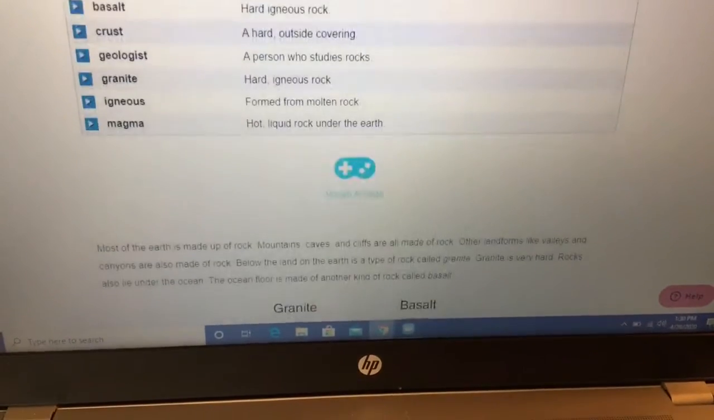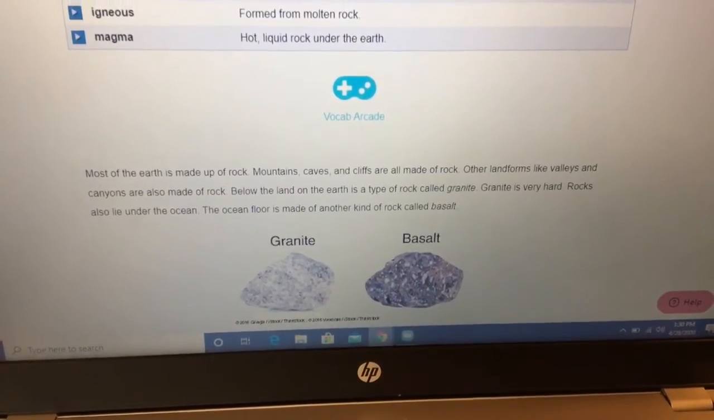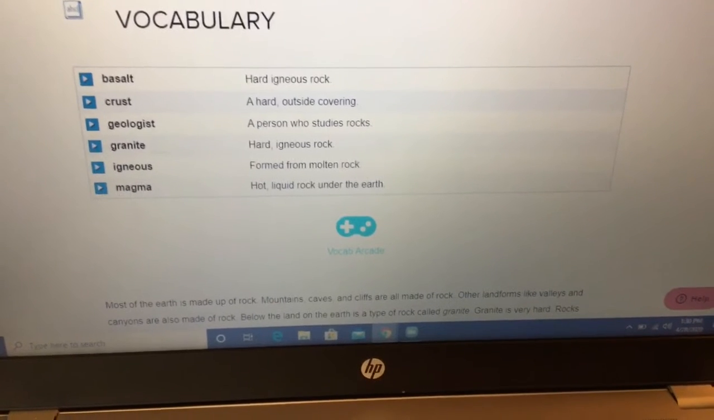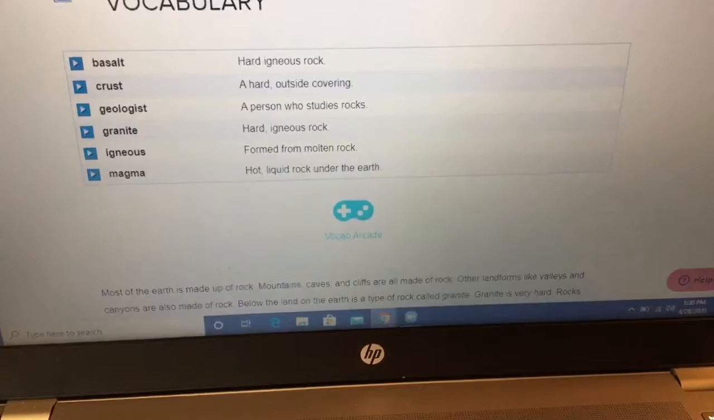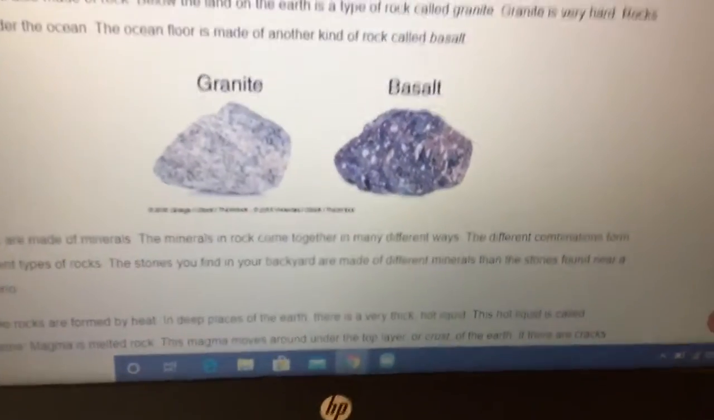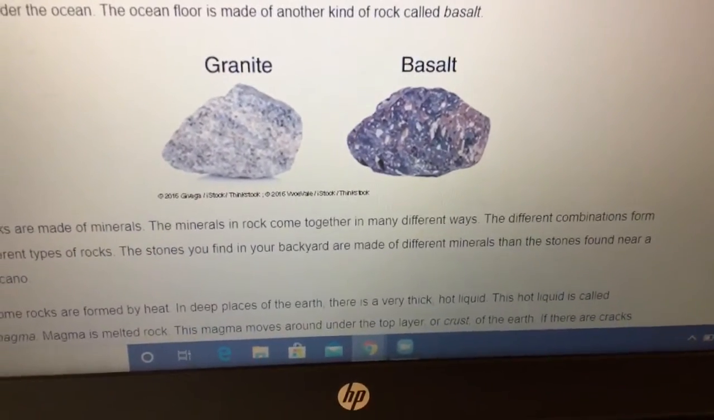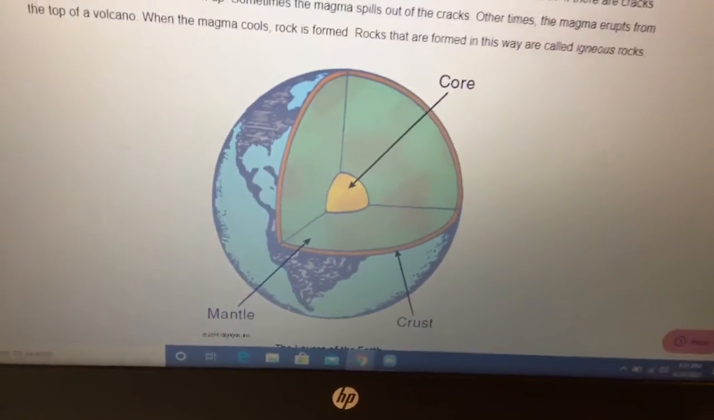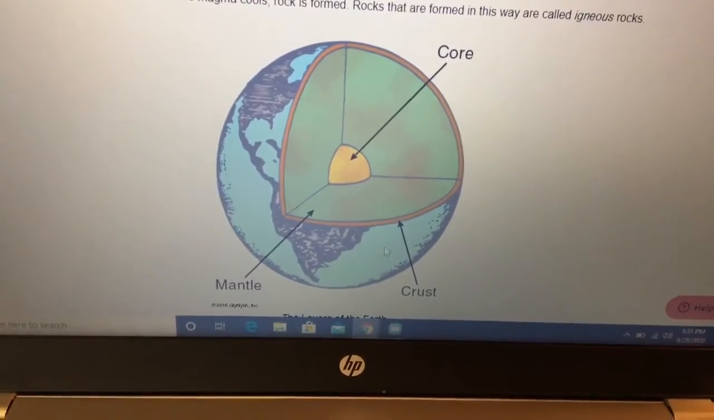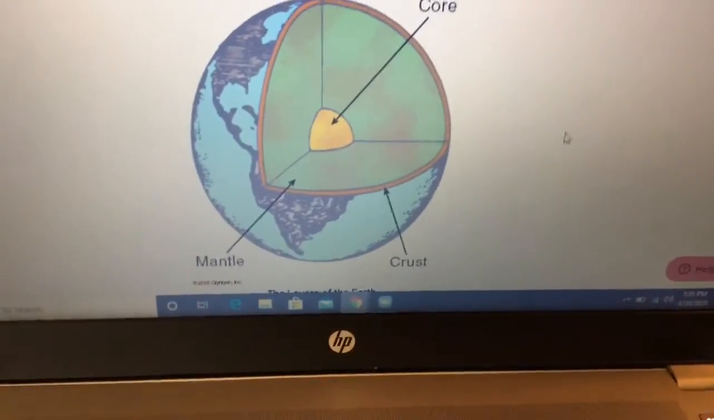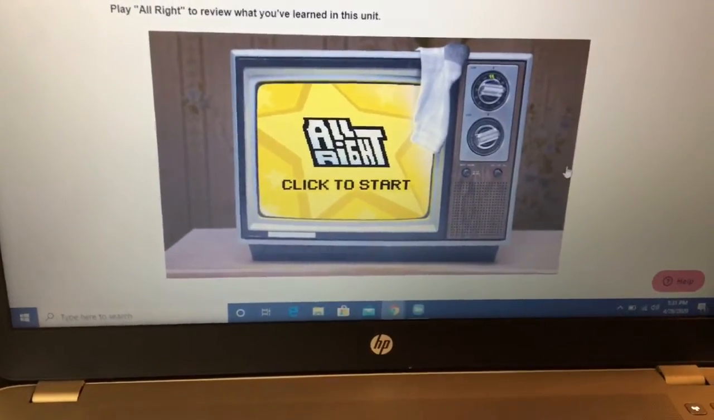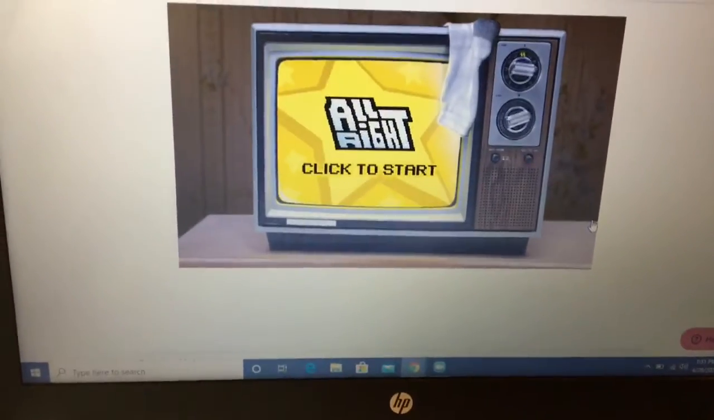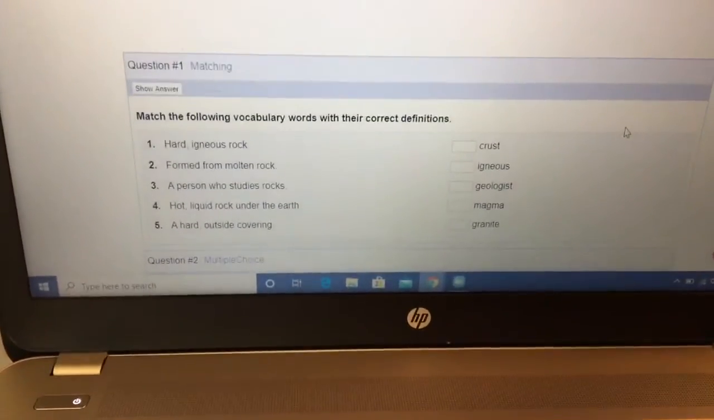There's some vocabulary. There's also a little video game, a vocab arcade of all the types of igneous rocks and the definitions that you will practice. Scroll down, there's a little more reading. There's a nice illustration, a nice realistic picture of granite and basalt. And then we have this nice illustration of the earth, the core, the crust, and the mantle. So we have some good information here about igneous rock. We have a review to watch what you have learned all about igneous rock, and then you have some questions.